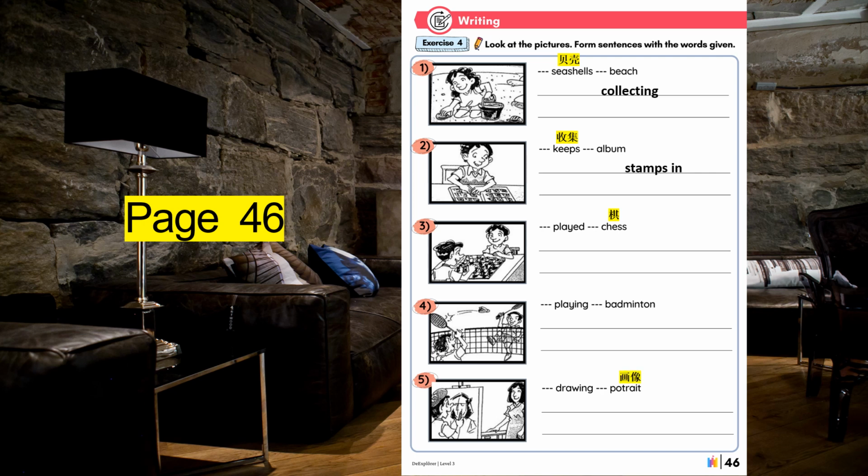And the last one. Drawing and the word portrait, 画像. Portrait. Okay, so drawing, ing form. So which means you need is, am, are again. So don't forget your ing drawing, 前面一定是 is, am, are. 谁, you can give a name to this person, 现在正在画. Drawing a what? A portrait, noun. So drawing a portrait, noun. So 现在正在, full stop. Okay, so that's for page 46.